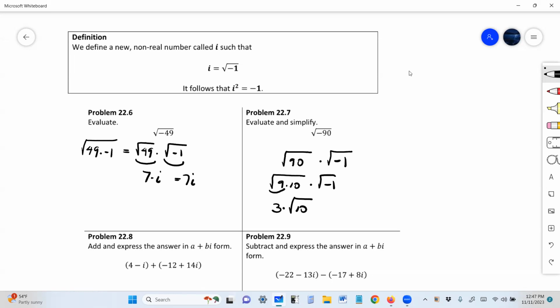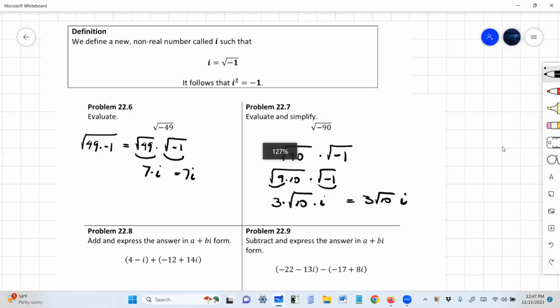The square root of 10 I cannot simplify, and the square root of -1 is just i. So the final answer for this is 3 radical 10 i. Okay, so these problems are very, very easy to do. Should not be a problem for anybody.